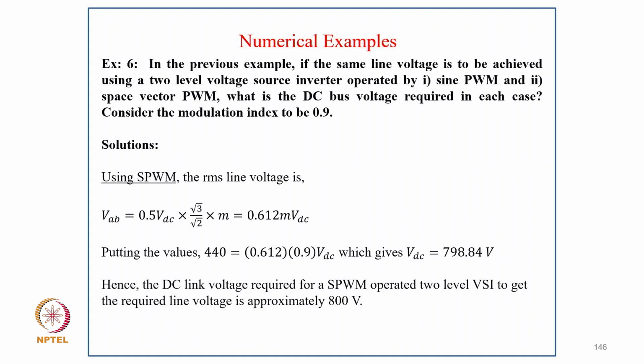So coming to example 6: in the previous example, if the same line voltage is to be achieved using a 2-level voltage source inverter operated by first, sine wave PWM, and second, space vector modulation PWM, what is the DC link voltage required in each case? Consider the modulation index of 0.9. Using sine modulation, the RMS line voltage is VAB equal to 0.5 VDC into root 3 by 2 into m, and it comes to 0.612 m into VDC. So putting the value in the VDC formula, it gives VDC equal to 798.84. Hence the DC voltage required for a sine PWM operated 2-level VSI to get the required line voltage is approximately 800.